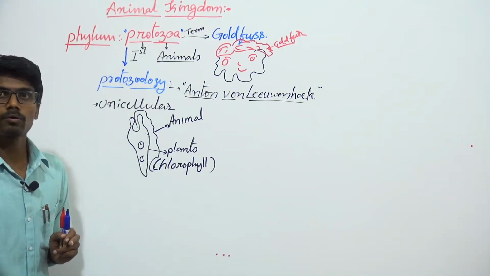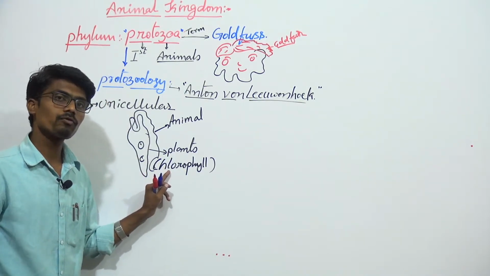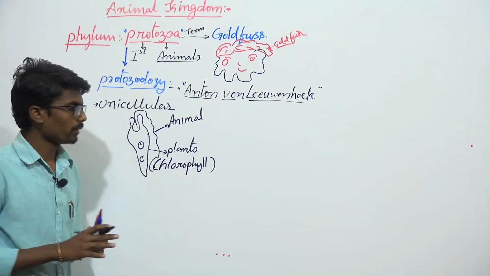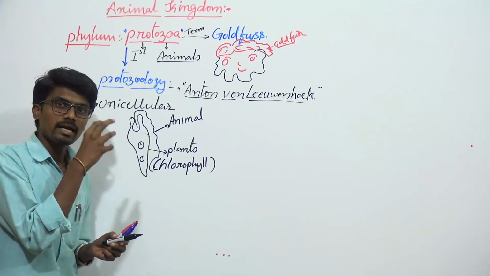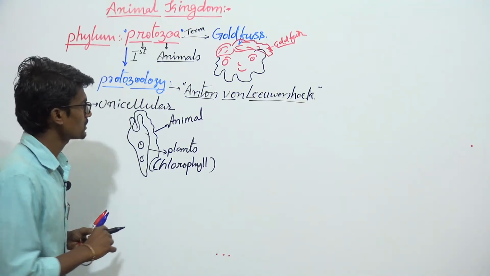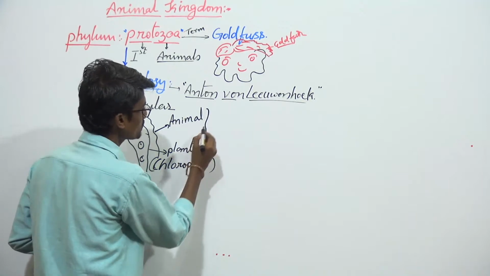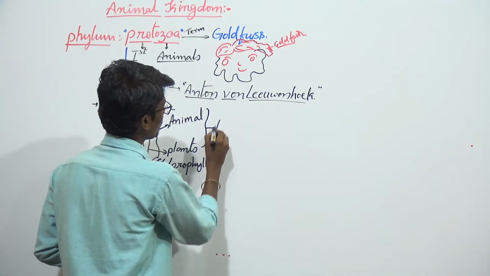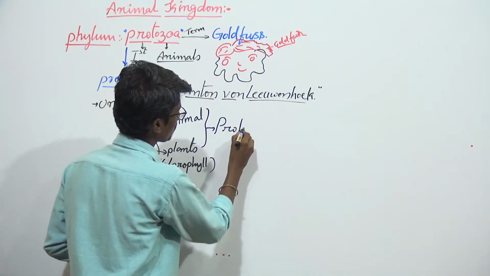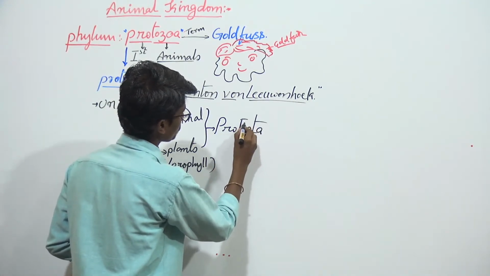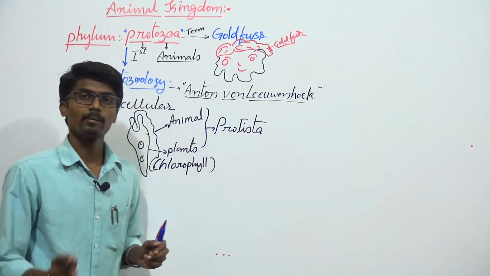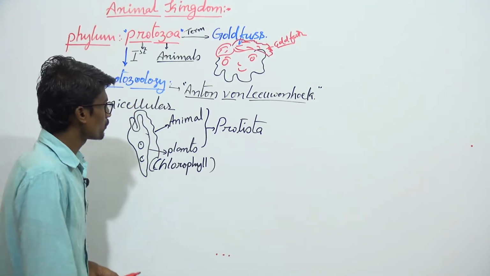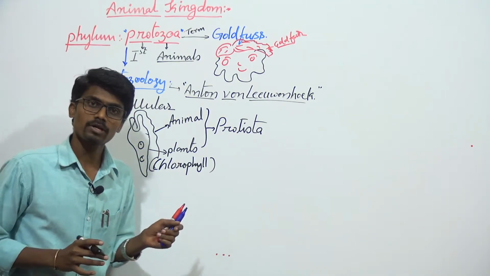It has what? Chlorophyll. Because of this chlorophyll, this euglena prepares food like plants. And because of this ability, the scientists grouped these protozoans under one of the important kingdoms, that is Protista. Kingdom Protista mainly consists of what? Protozoa. And who is the scientist? He grouped all the protozoans under Protista.